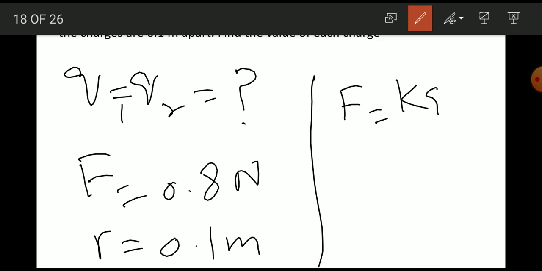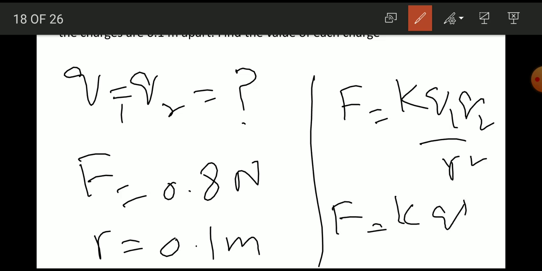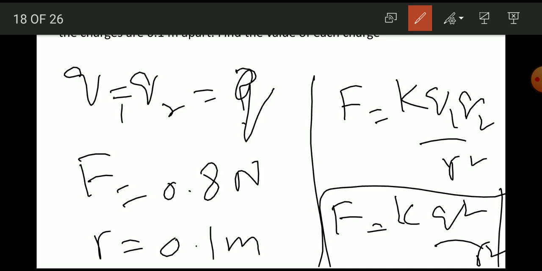K Q1 Q2 divided by R squared. Since Q1 is equal to Q2, this becomes K Q squared divided by R squared, because Q1 and Q2 are both equal to Q. So you take both equal to Q and find the value, and you get the value of both the charges.